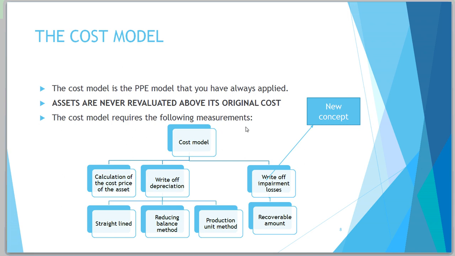For the cost model, there's a little mind map that I have drawn up for you. It says that the calculation of the cost price of the asset must be done here. You need to be able to write off depreciation, straight line, reducing balance and the production unit method, which are the three methods we will use in this study unit, and then also write off impairment losses by determining the recoverable amount. The write-off of impairment losses will be a new concept to students, which we will also do.